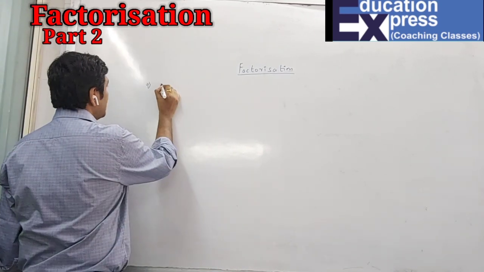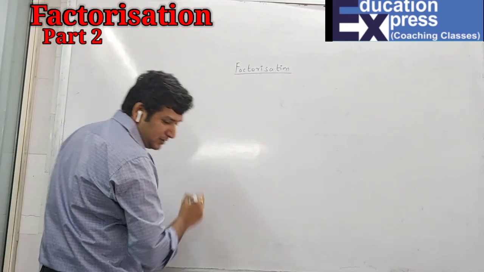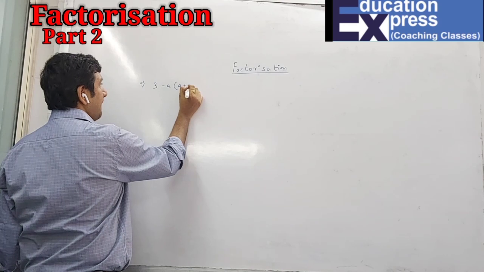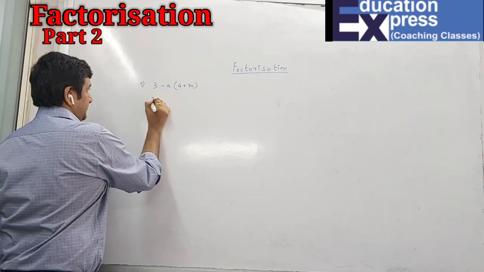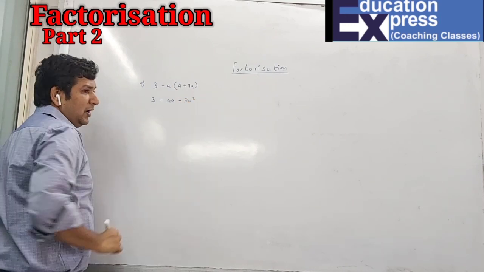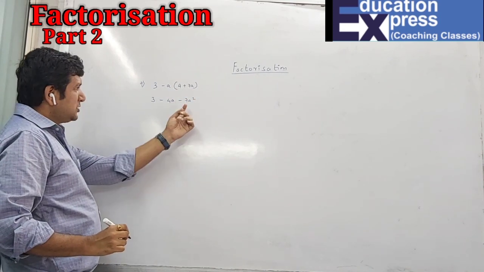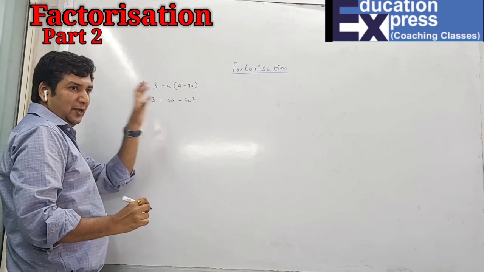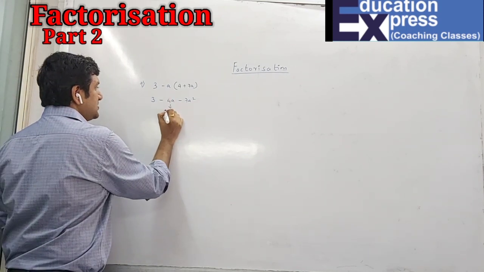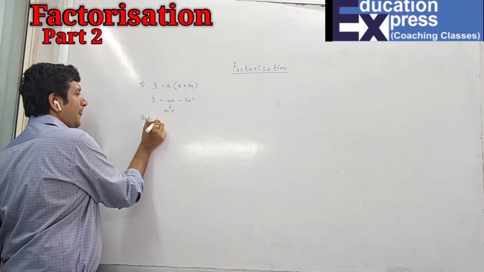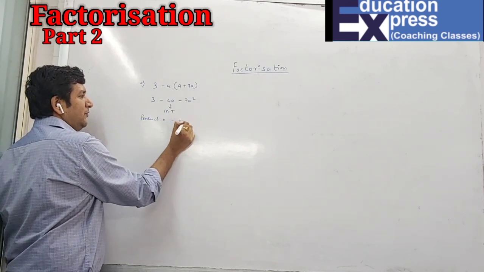3 minus a bracket 4 plus 7a. 3 minus 4a minus 7a square. Again you can see that my a square is not in the beginning, and I cannot even get it in the beginning because it's negative. So I'll keep it as it is. The middle term is minus 4a. The product will be minus 21a square.